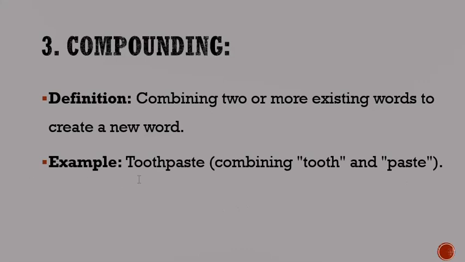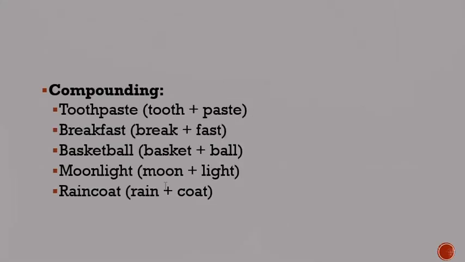Together you combine this, and you get the word toothpaste. This technique is called compounding. So two independent meaningful words, you combine them together to get a new word. So let's see some more examples. Breakfast. Break is a meaningful word and fast is yet another word and you get the word breakfast. And basketball. Basket and ball are two different words. You join them together, you use the compounding technique and you get the word basketball.